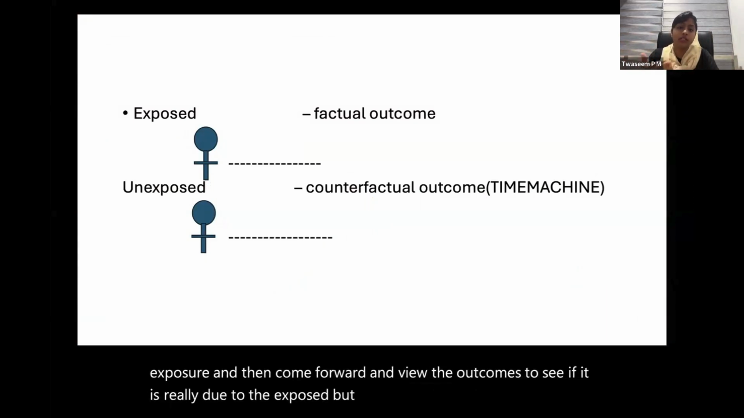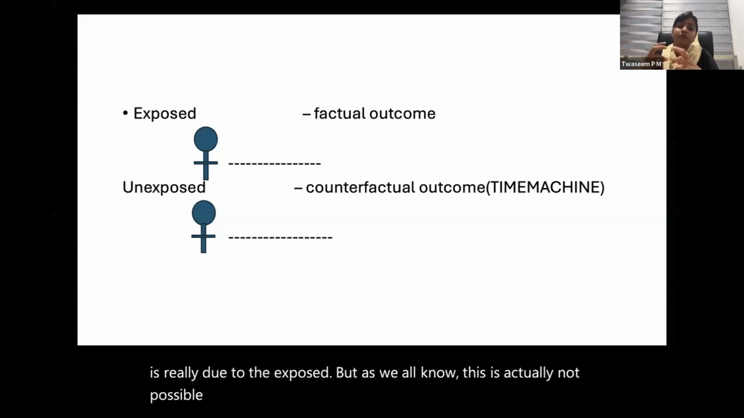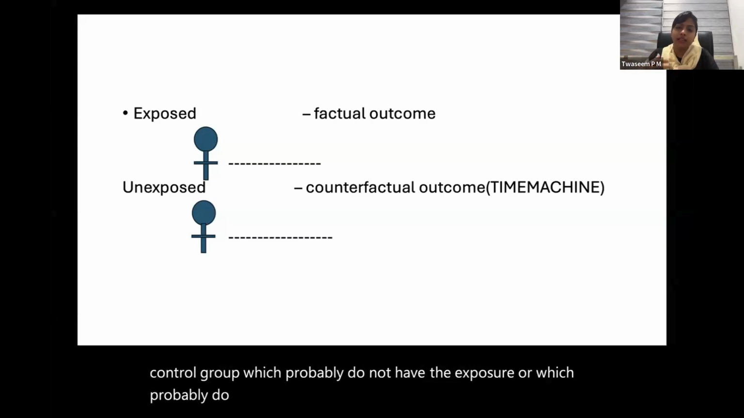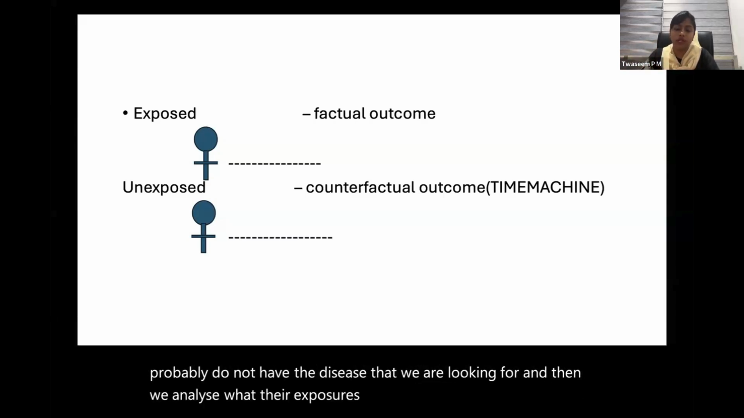But as we all know, this is actually not possible in a regular scenario, which is why we go for our control group, which probably doesn't have the exposure or doesn't have the disease that we are looking for. And then we analyze what their exposures were or what their outcomes were.